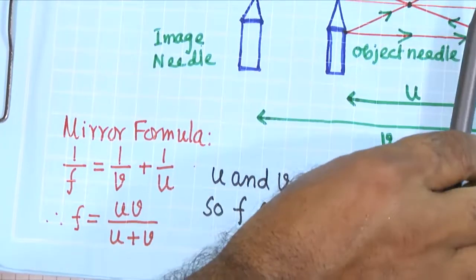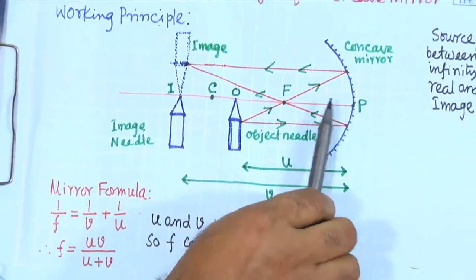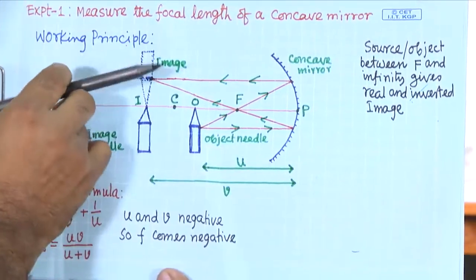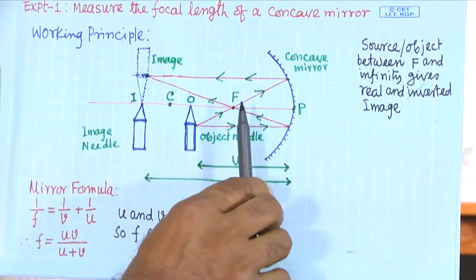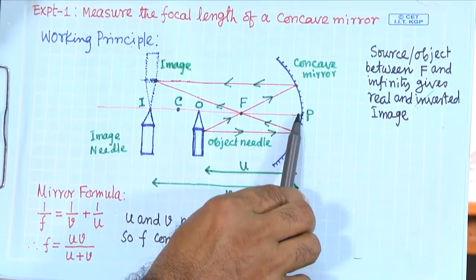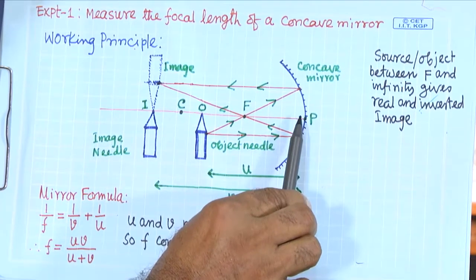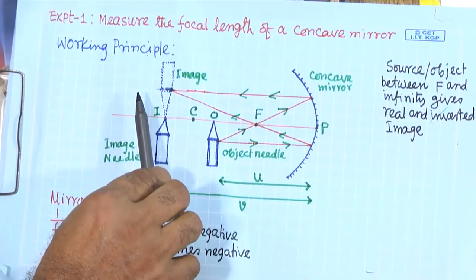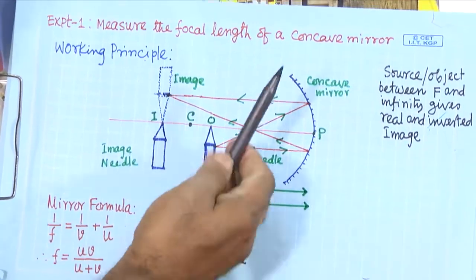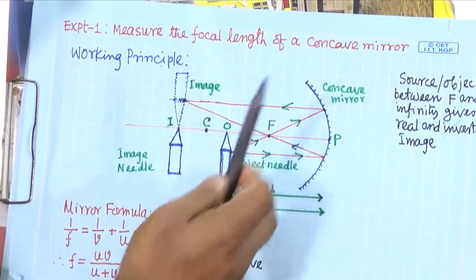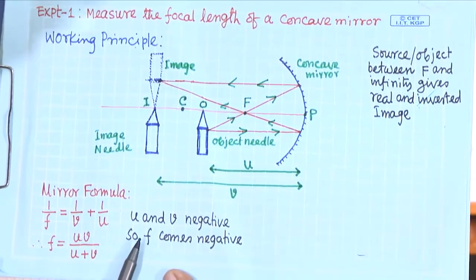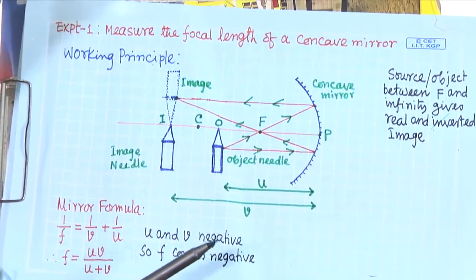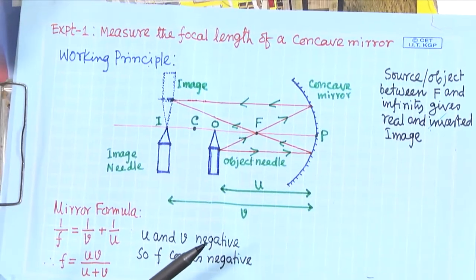Okay. And obviously, this is the focal length, whatever the direction of the light. The focal length is measured from the mirror, so we have to go against the direction of the incident light. That is why it is expected that it will be negative. So, that is why f is negative. So, it is a concave mirror.